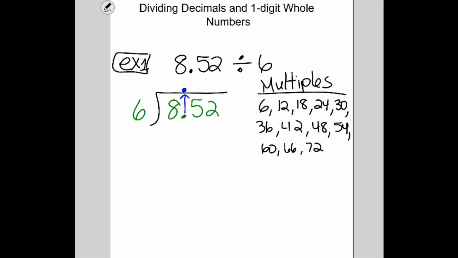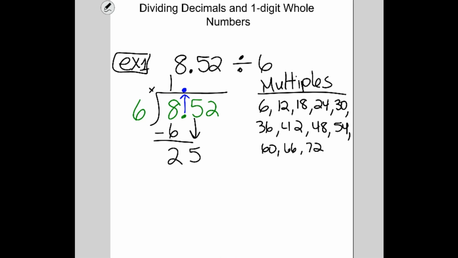All right, let's look at this 6. Our divisor, how many times does 6 go into 8? We should know that 6 goes into 8 one time. What is 1 times 6? 6. Subtract that out, we get 2. What do we do next? Anytime we subtract, we bring down the next number.